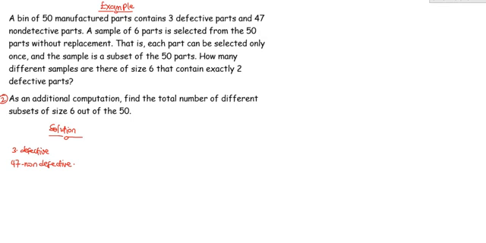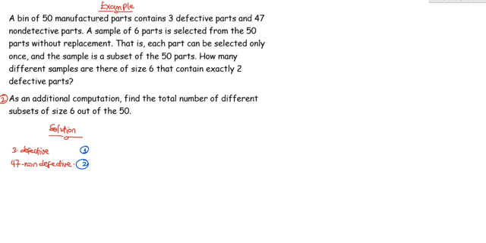So if 2 of the 6 are defective, then what you have to do next is choose the remaining 4 from the non-defective parts. So in this case, you are going to have 2 steps for the operation, where this will be step 1 and here will be step 2.